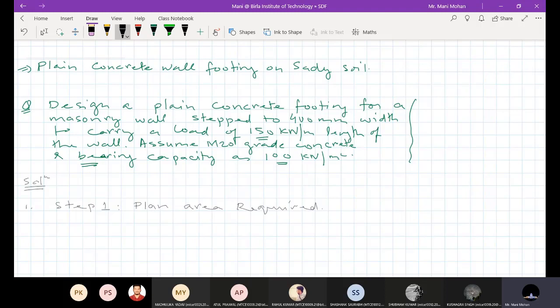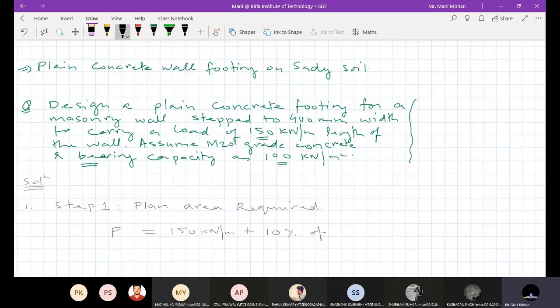At founding level, I need to know the total load which is going to come. So we have 150 kilonewton per meter. Now we do not know the founding depth, and since we do not know the founding depth, we are unaware of the weight of the backfill also. In absence of that, generally we assume the self weight of the foundation and the backfill as 8 to 10% of the load which is going to act on the structural element. Here my structural element is my brickwork. So let us assume 10 percent.